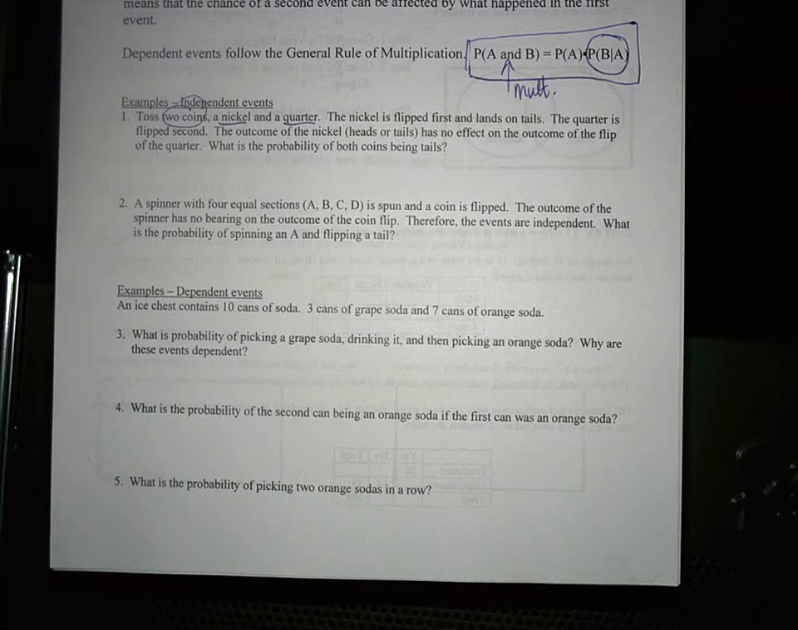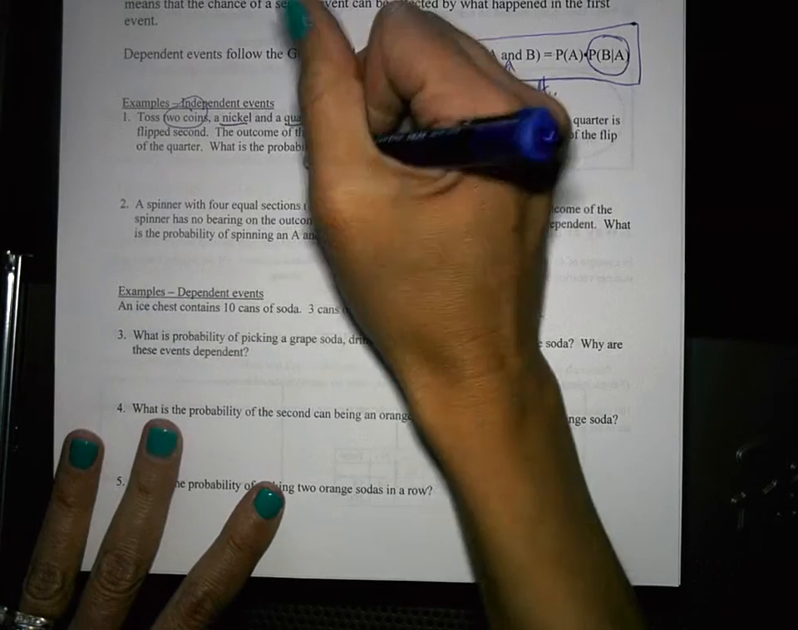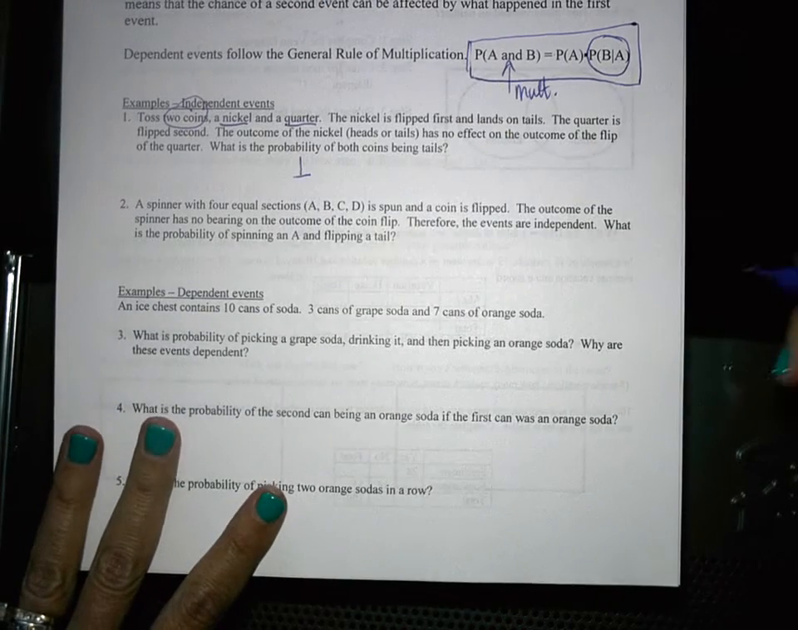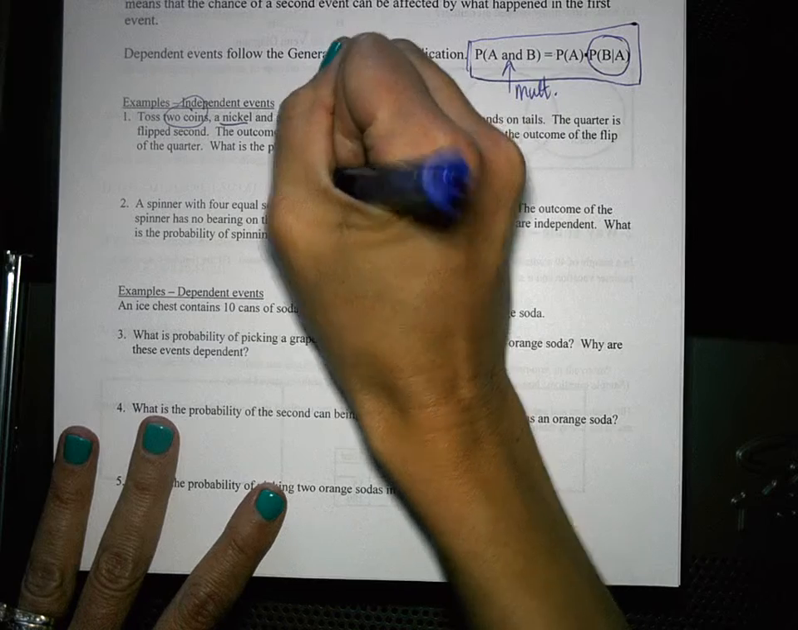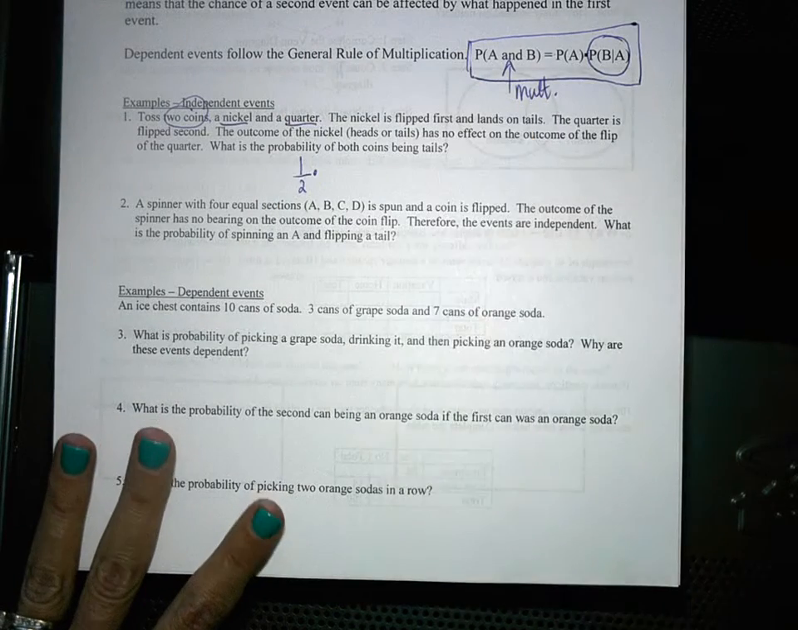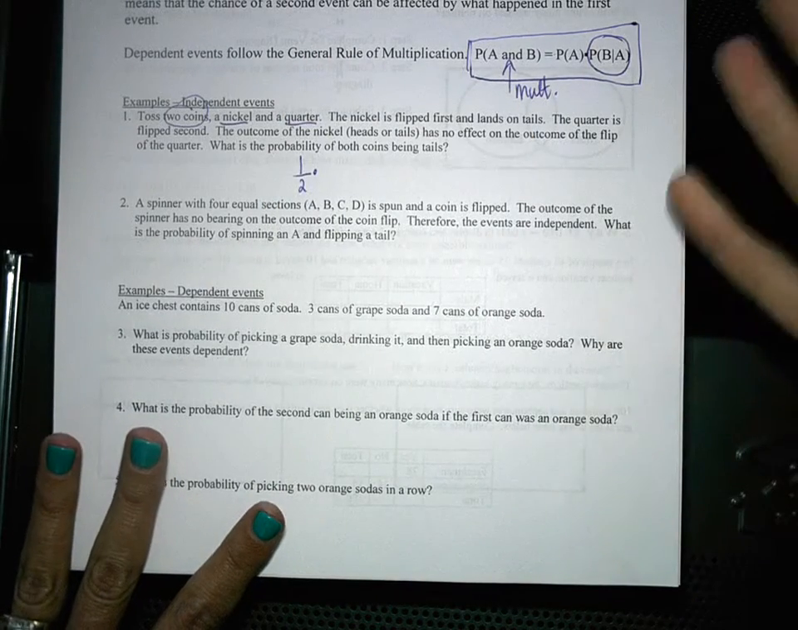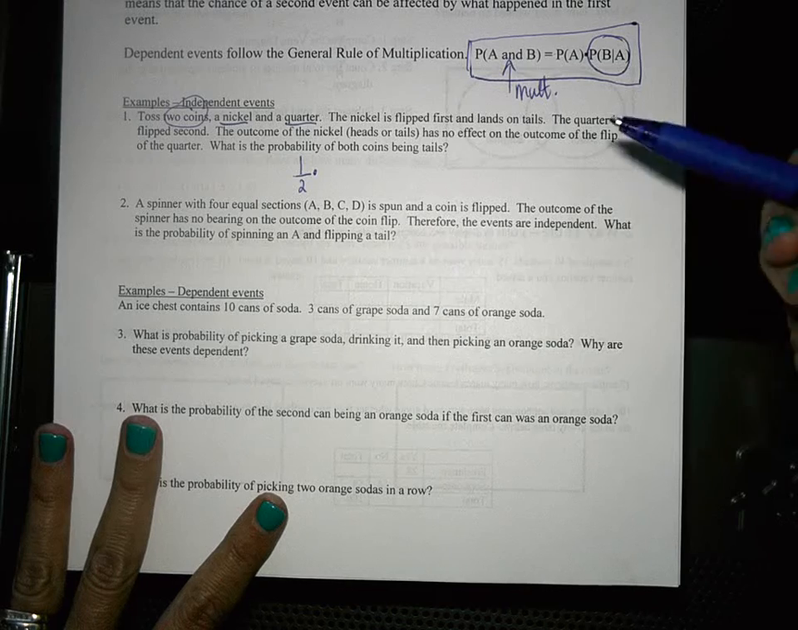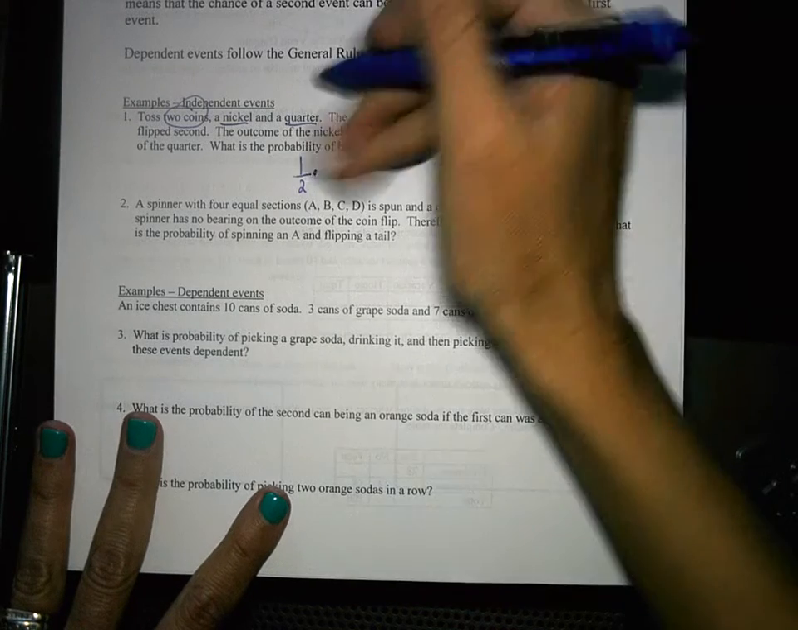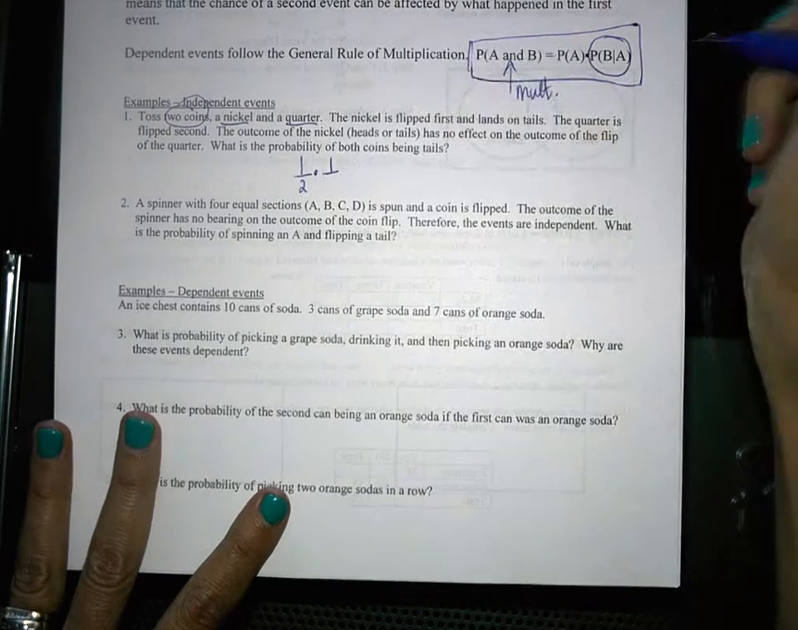Okay, so what is the probability of both coins being tails? So, how many tails are there on a nickel? 1 out of how many possible choices? 2. And then we're doing, it's saying, and both of the things happening, how many tails are there on a quarter? 1 out of how many possible outcomes?